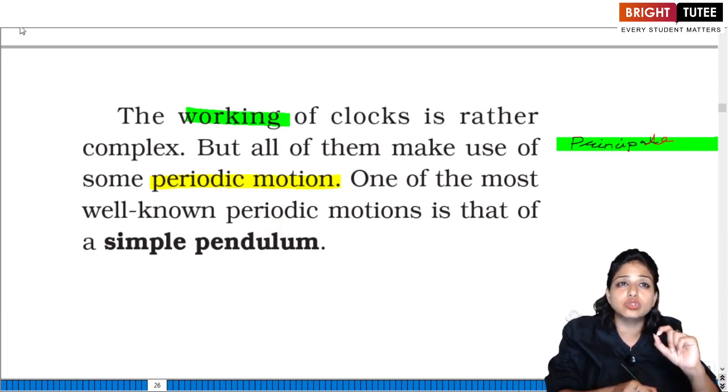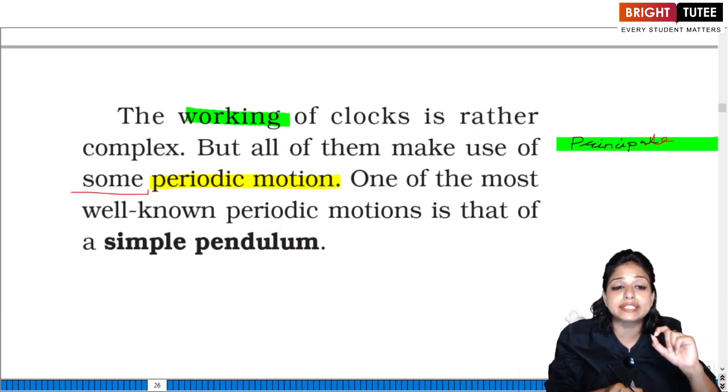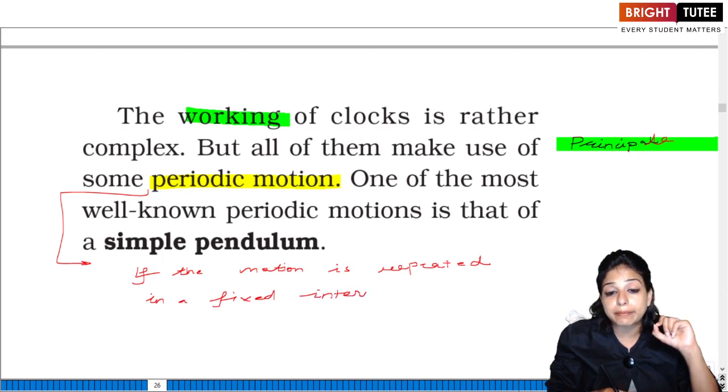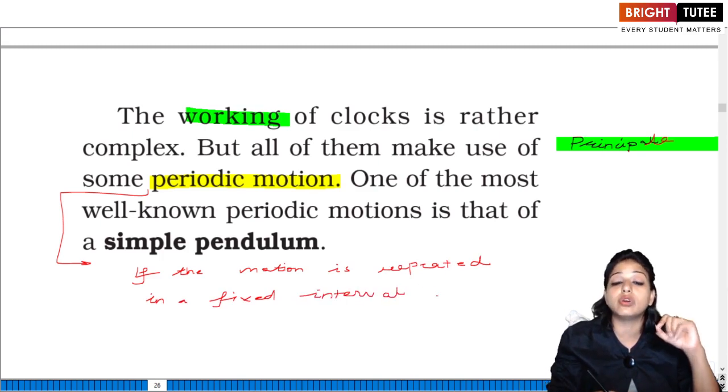Periodic motions are those motions which repeat themselves in a fixed interval of time. So let's say anything that is moving, if the motion is repeated in a fixed interval of time, like it is going on and on and on. For example, we go to school every day. That is kind of a schedule or a regular thing we do.